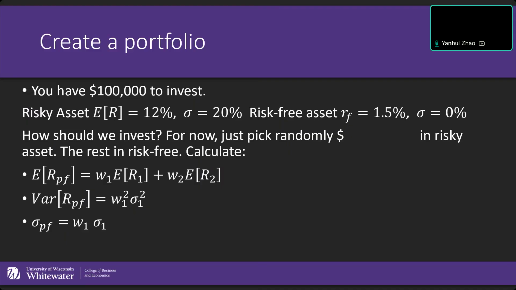So how should we invest? For now, I just randomly pick a number. I invest 70,000 in risky assets. The rest is risk-free assets. Let's calculate this portfolio's expected return, variance, and standard deviation. So let me ask you the question. What is W1 here? What is the weight on the first asset? If we invest 70%, like 70,000 in the risky asset.